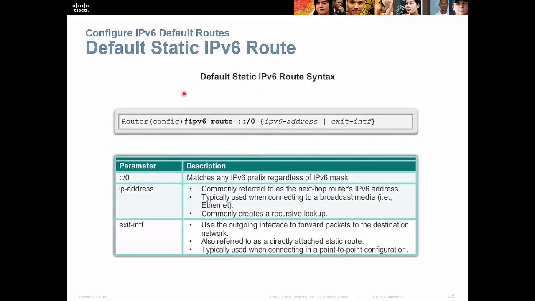Default static IPv6 actually wins out as far as being easier to remember or type than IPv4. So for once, IPv6 is easier than IPv4. With the IPv6 default route, we just do ipv6 route ::/0. And again, you have to remember that :: specifies that there are 32 zeros, and that's a 48-bit number. Or sorry, 128-bit number. Then we have the IPv6 address, which would be the link local, and then the exit interface if you want to do fully specified.